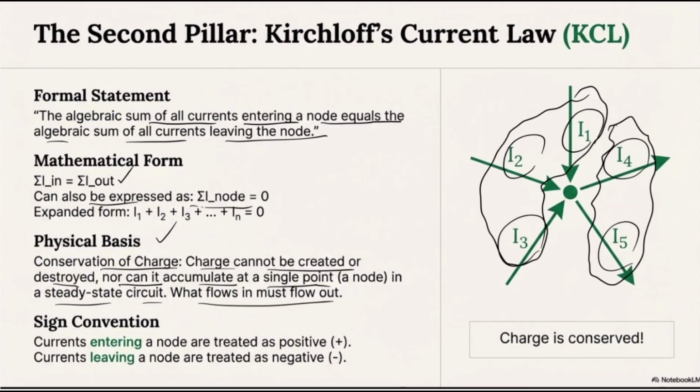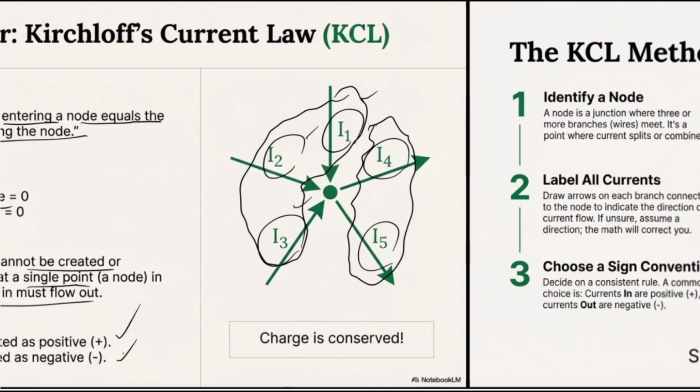What flows in must flow out. Whatever current gets in should go out. So this is some kind of a ground rule that we are going to have in order to make sure we are talking about the same language. The currents entering a node are going to be treated as positive. I1, I2, and I3 are going to be treated as positive, and the current that gets out or is leaving should be treated as negative itself.